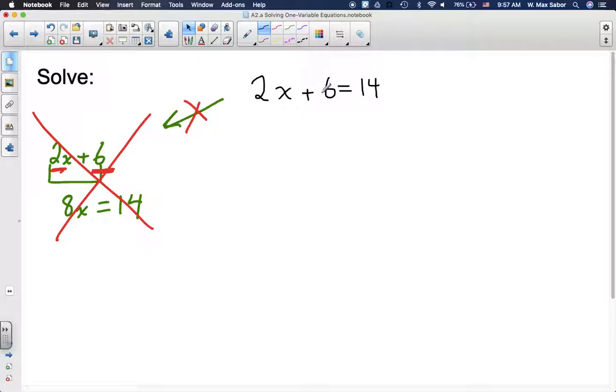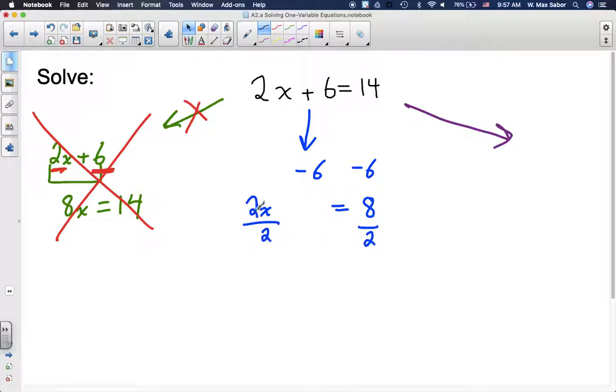What you can do is you can perform inverse operations. So there are 2 ways of doing this. I'll show you the standard way of doing it and another way of doing it, both of which will give us the same answer. The standard way of doing this is to say, okay, let's subtract 6 from both sides. That's an inverse operation, and that will leave us with 2x equals 14 minus 6 is 8. Then dividing by 2 on both sides, that's the inverse operation of multiplying by 2, gives us x equals 4.